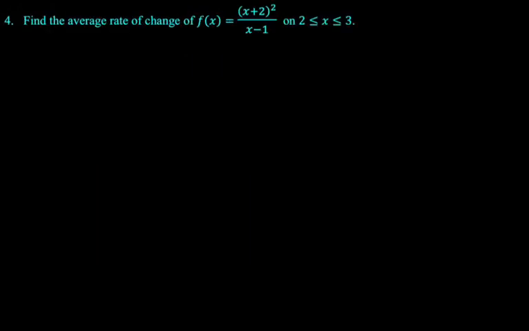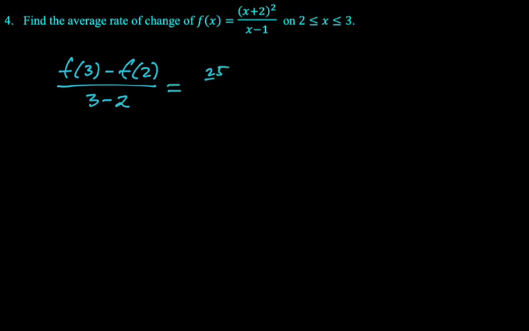All right, find the average rate of change, algebra 1 slope, of f of x equals the quantity x plus 2 squared all over x minus 1 from 2 to 3. So this is literally just algebra 1 slope. So sure. I'm going to set it up like this, f of 3 minus f of 2 over 3 minus 2. And then I'm just going to plug in.